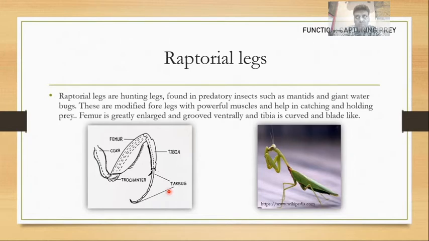Next type I'm going to talk about is the raptorial legs. These types of legs are found in all Mantoidea, which includes the praying mantids. Please notice their forelegs. These forelegs are modified for capturing and holding prey. They have very powerful muscles, and here the femur is greatly enlarged and grooved ventrally, and the tibia is curved and blade-like. So together, this femur and tibia help in grasping the prey as well as holding the prey while the mouthparts are at work.